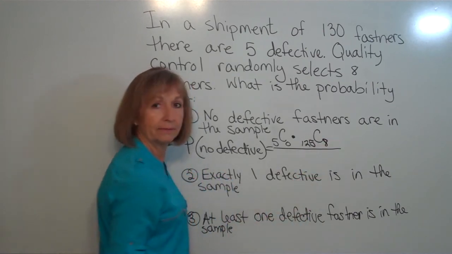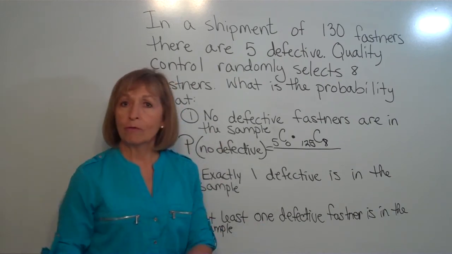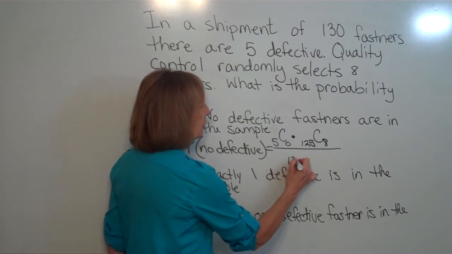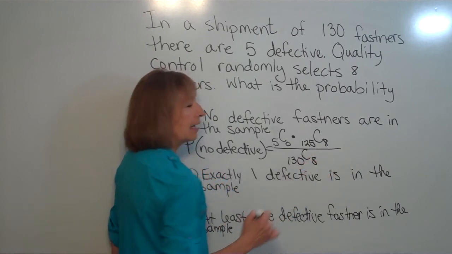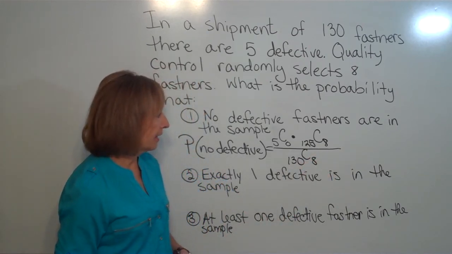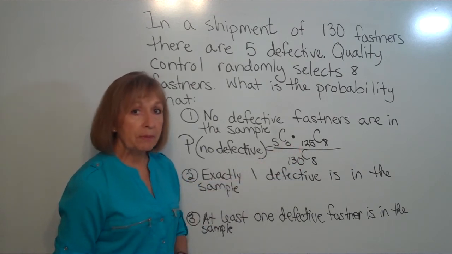So that'll be 8. And then I divide that by thinking of the overall sample space of your 130 fasteners in general, and you're picking a sample of 8 out of that. So that is the setup of our probability.